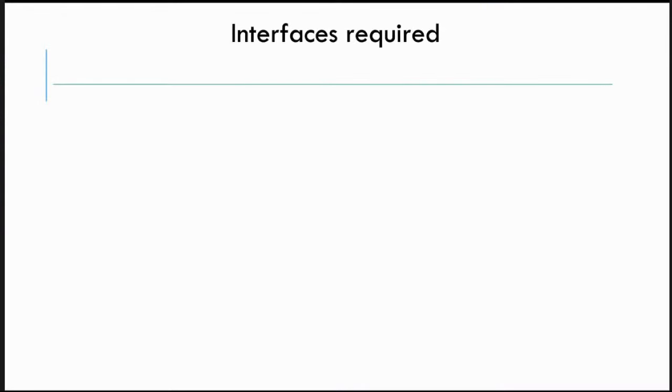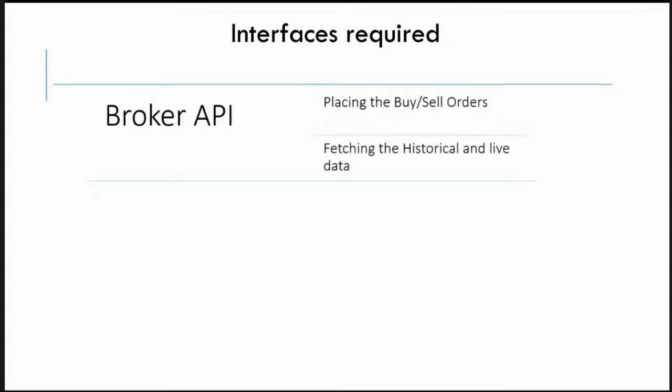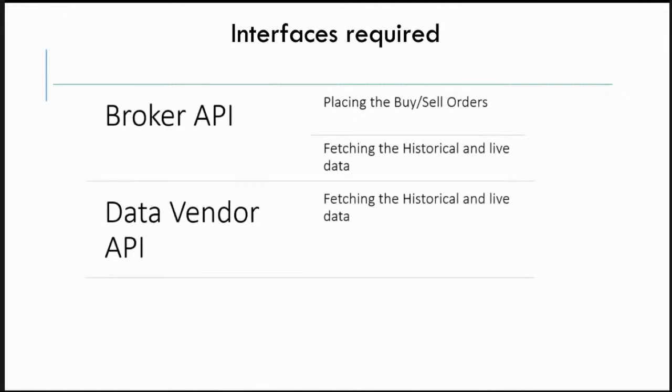Some of the interfaces required for quantitative trading: we need to connect with the broker's API to place the buy and sell orders, and we may require the broker's API to fetch the historical and live data also. Some brokers provide both of them, and some provide only one, like placing the buy and sell orders. In case you want to fetch additional data which is not provided by the broker, you can connect with a data vendor, and for that you need the data vendor API. Again, you can connect with the data vendor API to fetch the historical and live data.